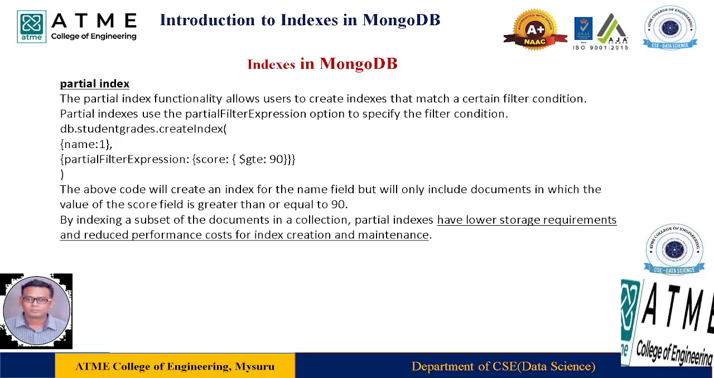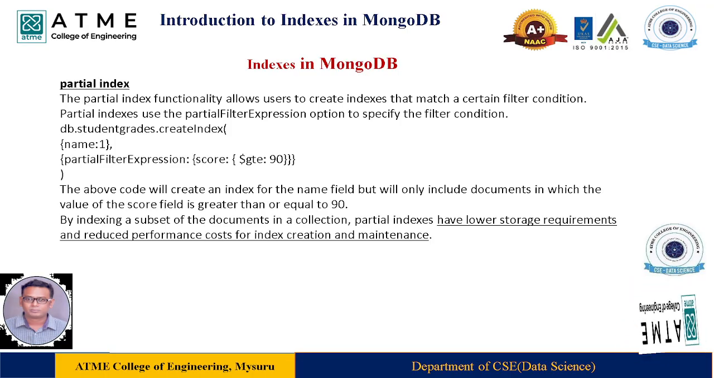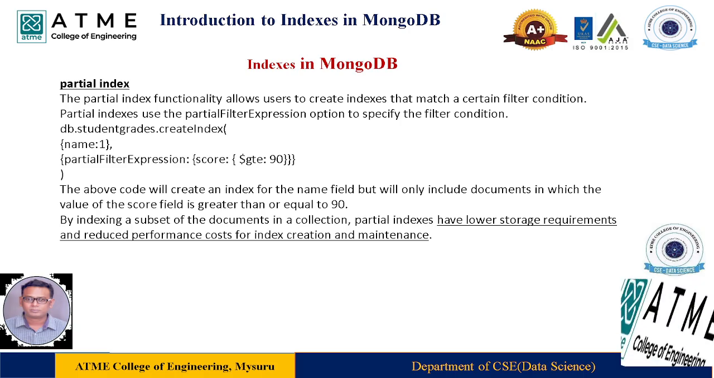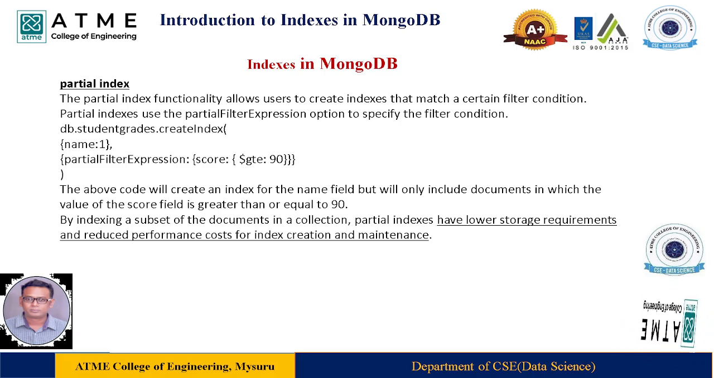Score is an array here. Consider it as an array field. If any of the values present in the score array is greater than 90, the index will be created. That is, a partial index will be created only on those documents whose score is greater than or equal to 90. So the above code will create an index for the name field, but it will only include documents in which the value of the score field is greater than or equal to 90. By indexing a subset of documents in a collection, partial indexes have lower storage requirements and reduced performance cost for index creation and maintenance.